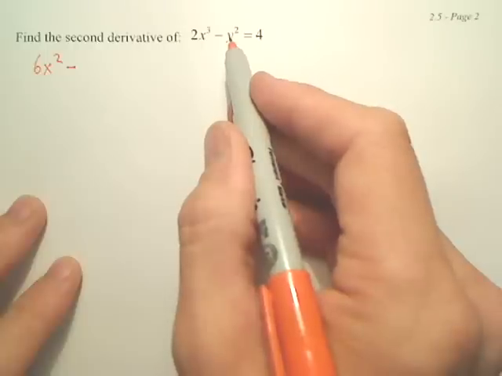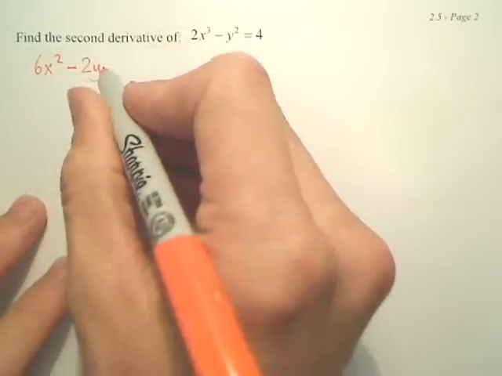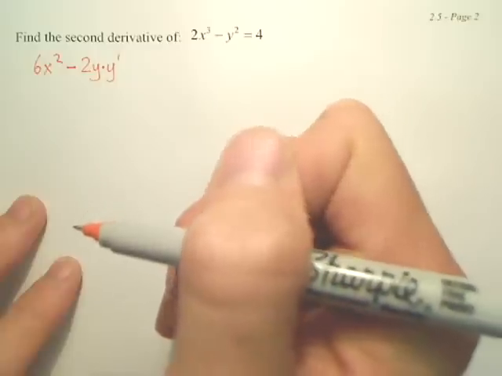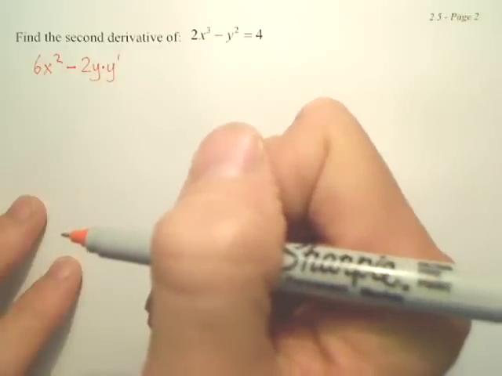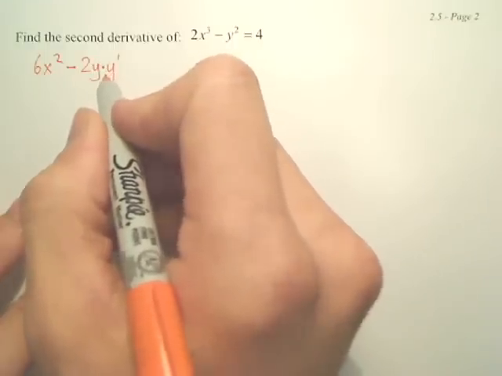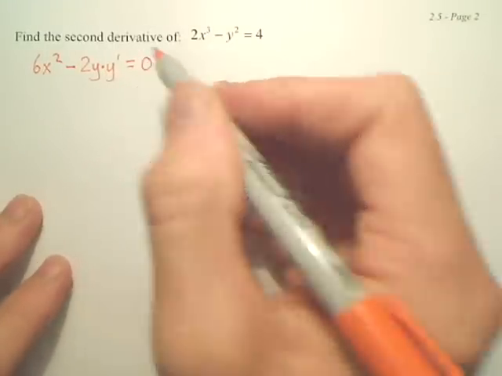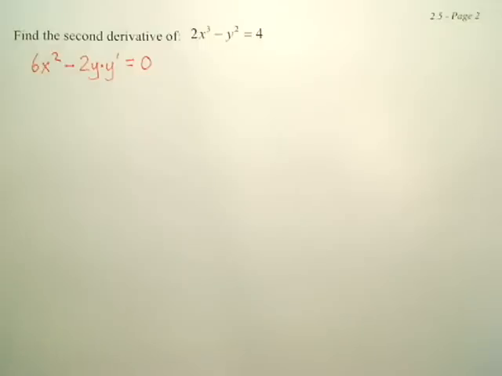Minus the derivative of y squared is 2y, but don't forget y prime. Okay, because whenever we derive x, we don't need x prime, but whenever we derive y, we need y prime. And that equals 0, because the derivative of 4 is 0. There's my first derivative.